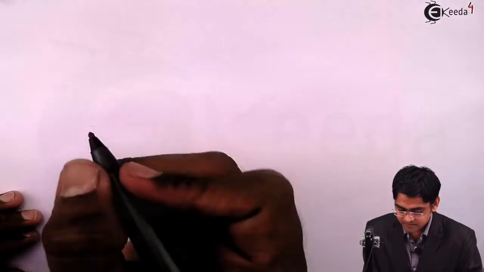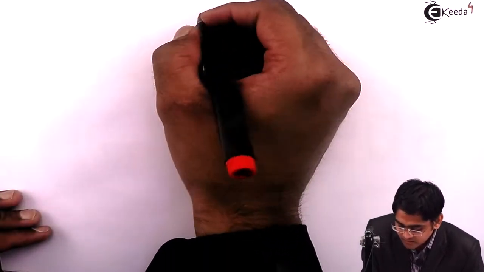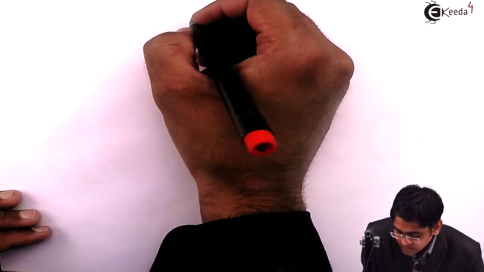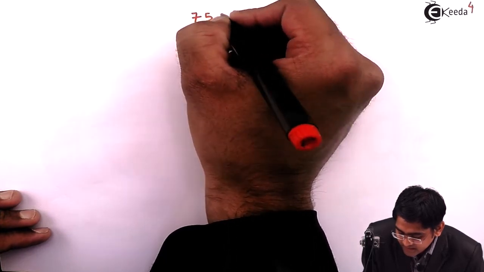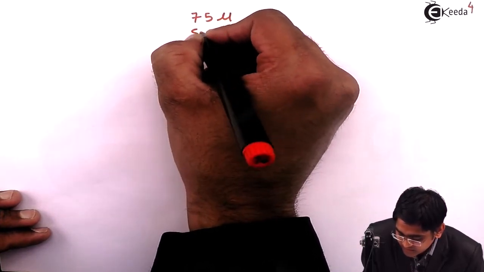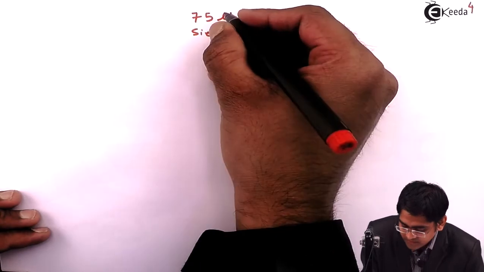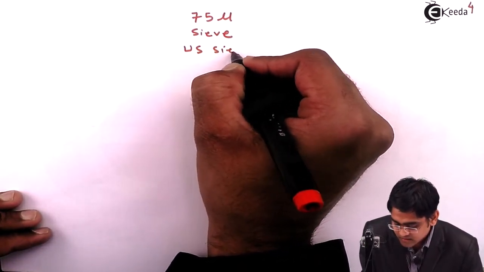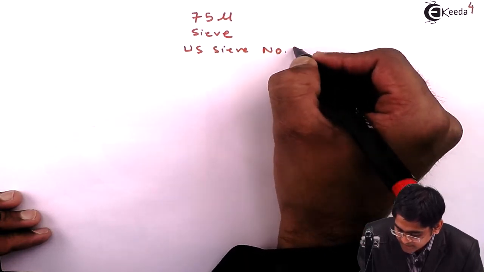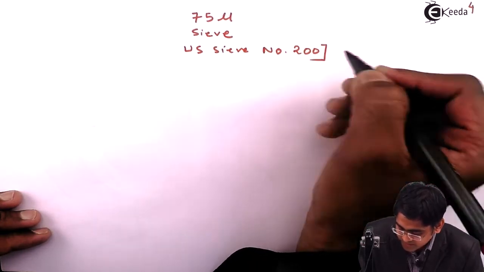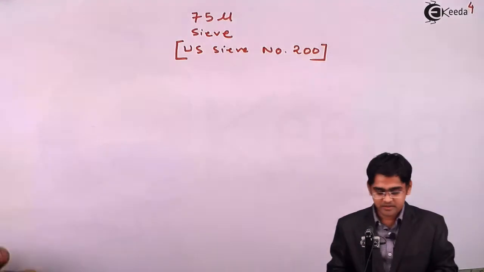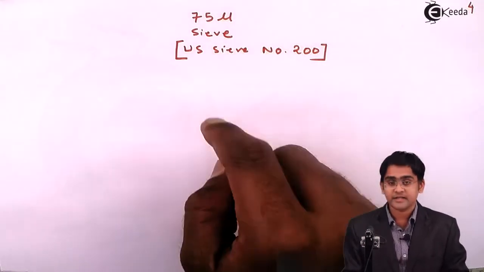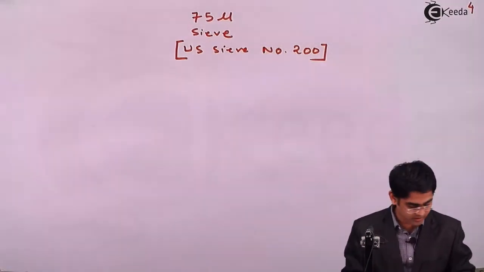First of all, we'll take the 75 micron sieve. The 75 micron sieve is also called US sieve number 200. Remember, the 75 micron sieve is also called US sieve number 200.